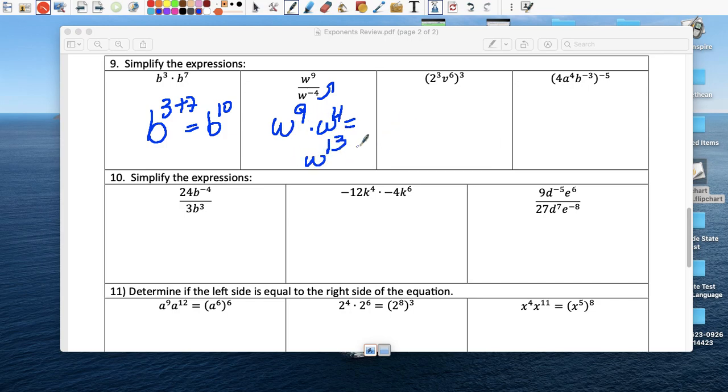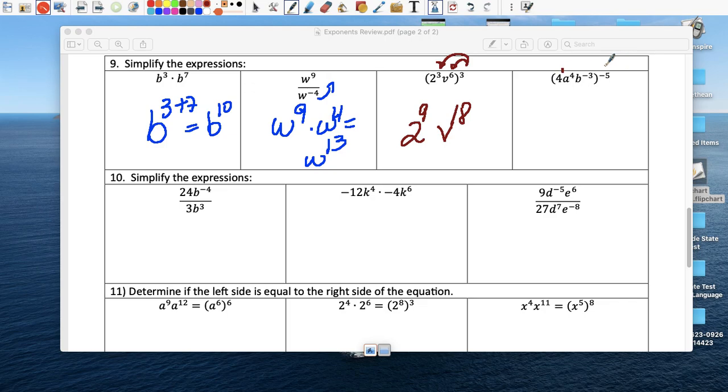We get w to the 13th. That's your answer. This is a power to a power, so make sure when you have an exponent outside the parentheses, you multiply that exponent times every power inside the parentheses. So let me write the 2 and the v first. For the 2, it's 2 to the third power, so 3 times 3, we get 9. And for the v, we're multiplying 6 and 3, we get 18. Final answer.